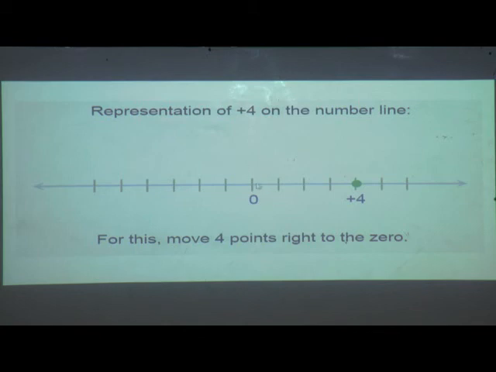Let us move 4 points further: 1, 2, 3 and 4. So this is the number +4 we have represented on the number line. What have we done? We have moved 4 points to the right from 0: 1, 2, 3 and 4. We have represented +4 on the number line.